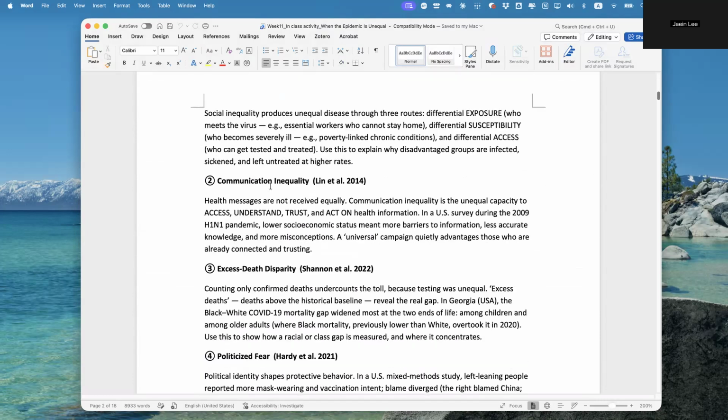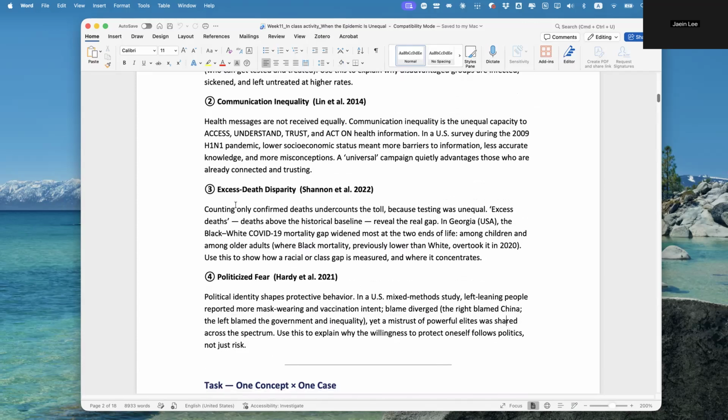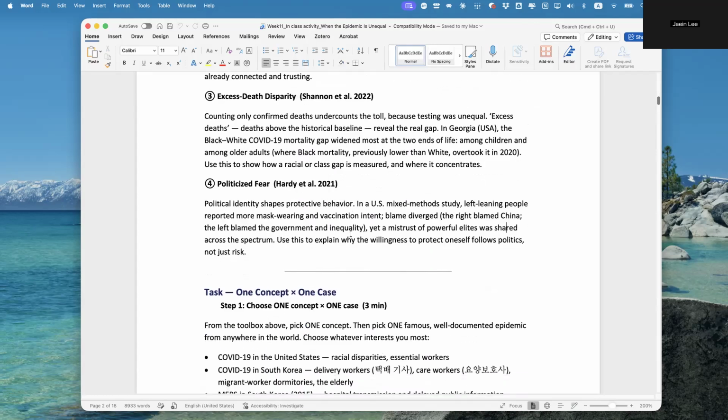And the communication inequality, which is the media use, the internet, and having electronic devices, and how these are shaping the inequality. And it says death disparity, county only confirmed deaths is under control. So in Georgia, there is the mortality gap in childhood and older adulthood, shaping the racial inequality, and the politicized peer, who are the more blamed in COVID-19.